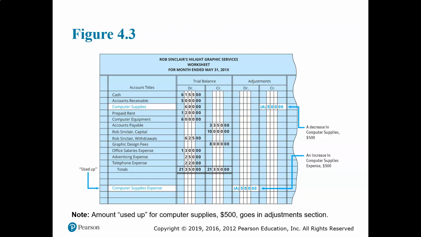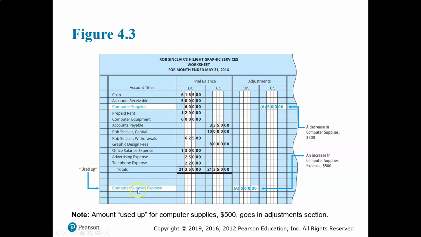Okay, so in the adjustment column then, you would record that adjustment journal entry. Again, we are debiting computer supplies expense for the $500 and crediting computer supplies. We're going to refer to this as transaction A, just so that you can match your debits and your credits here if you need to see if you made an accounting error or something.